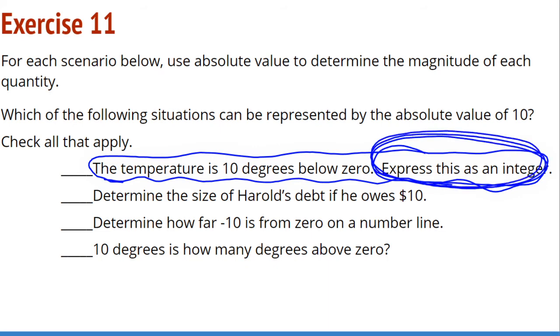As soon as we say we have an integer, we no longer are talking about absolute value. We've moved away from magnitude. So although -10 degrees does have an absolute value of 10, this second part of this question kind of messes things up.